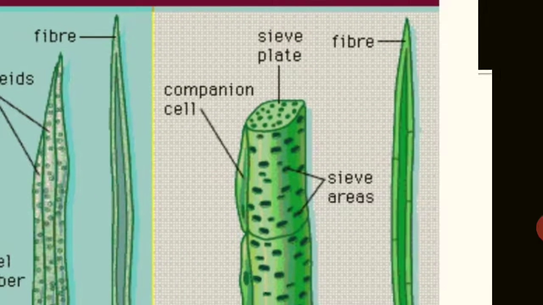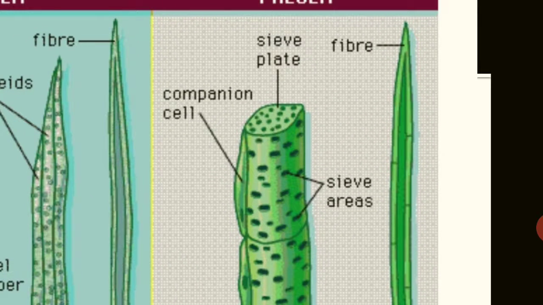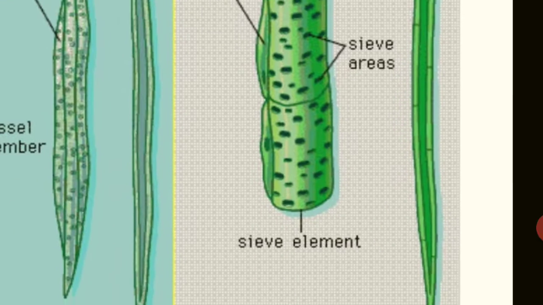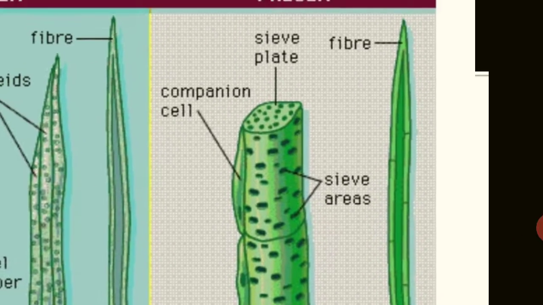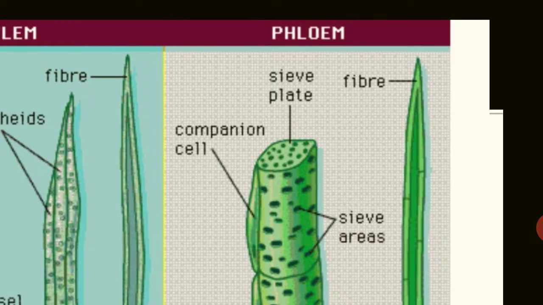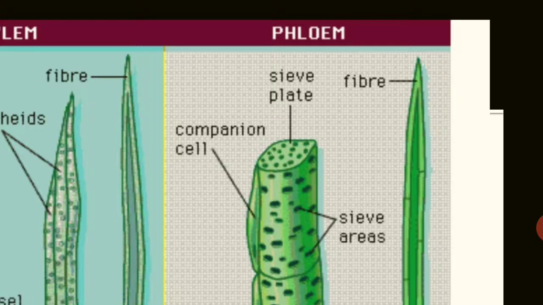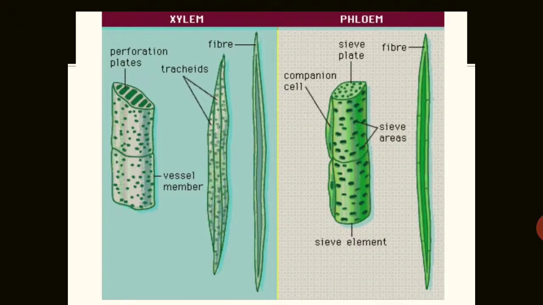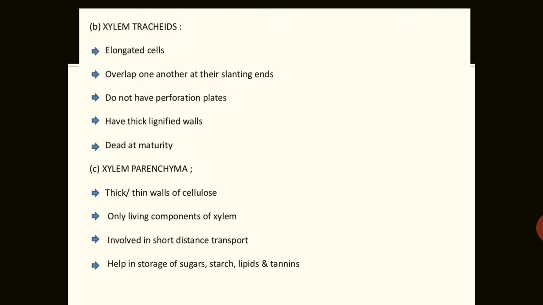In the phloem, you can see here the sieve tube, sieve plate, sieve area, companion cells, and sieve elements. Sieve elements are for the purpose of filtration of the photosynthates, which are formed by the process of photosynthesis. So phloem is responsible for the conduction of the photosynthates.